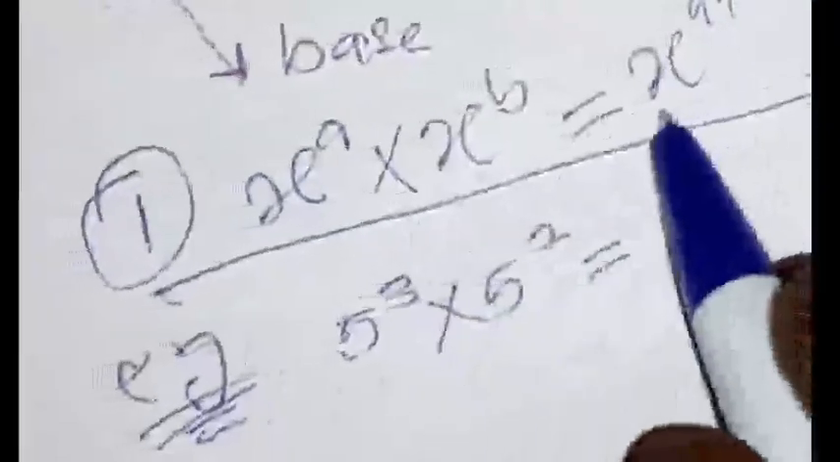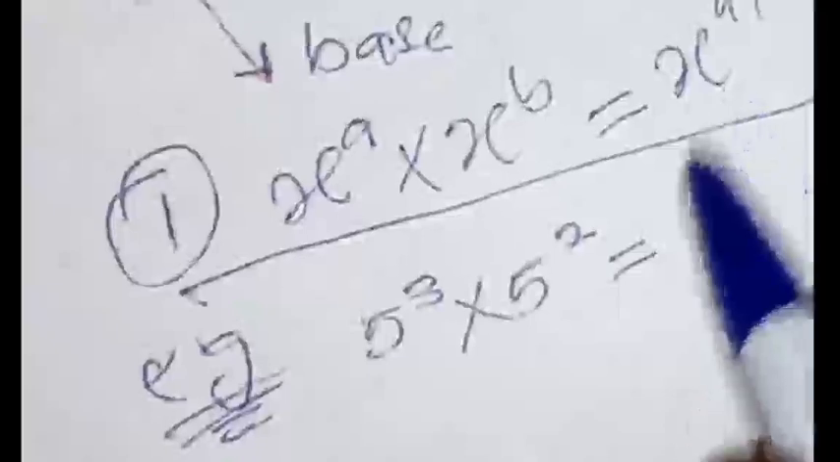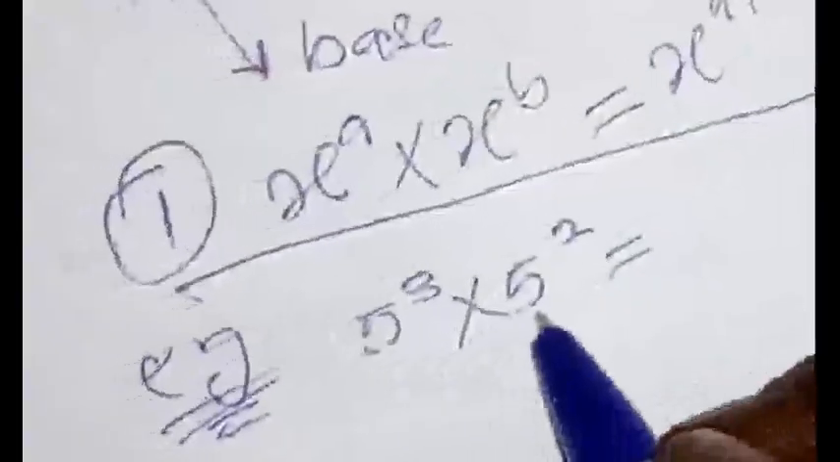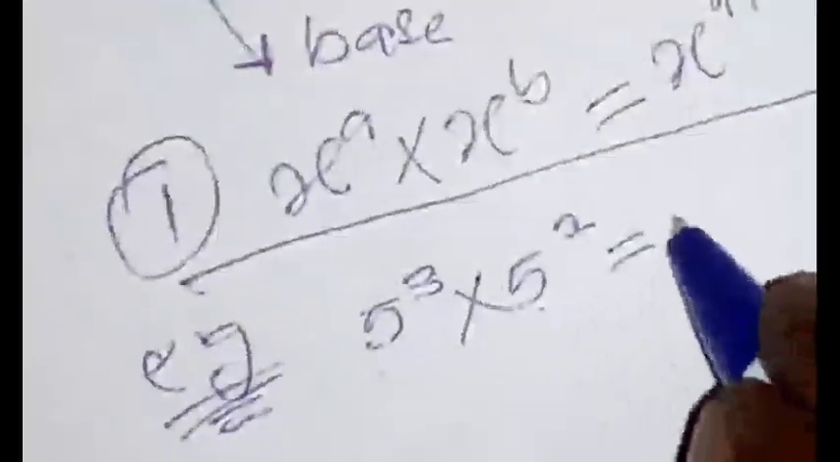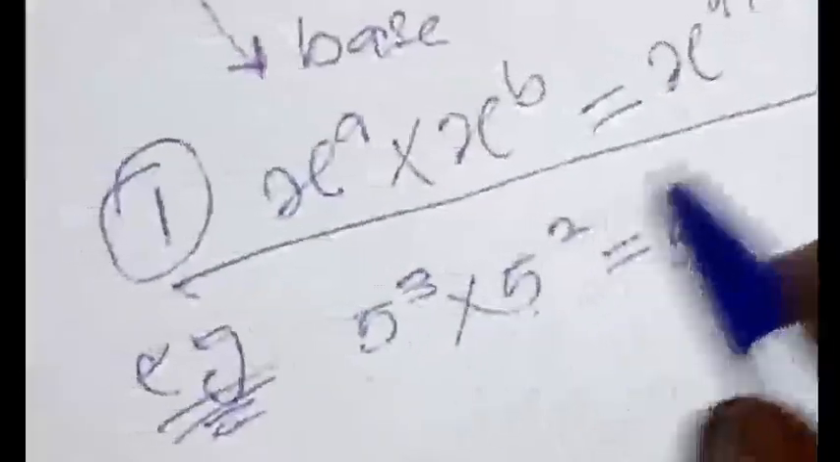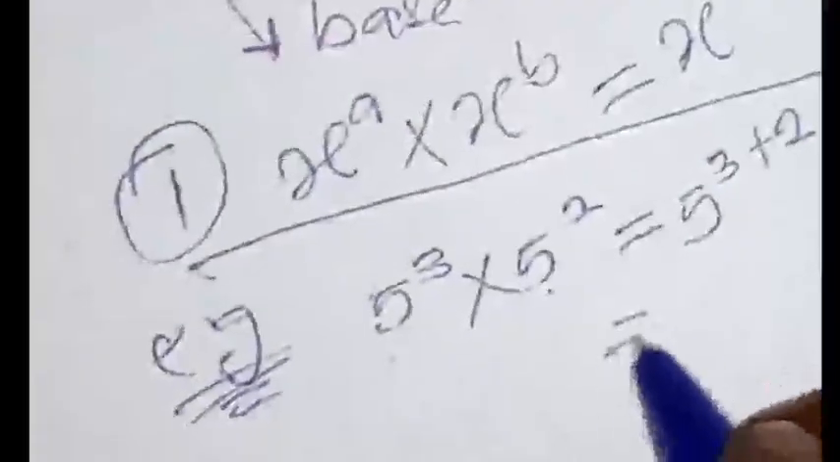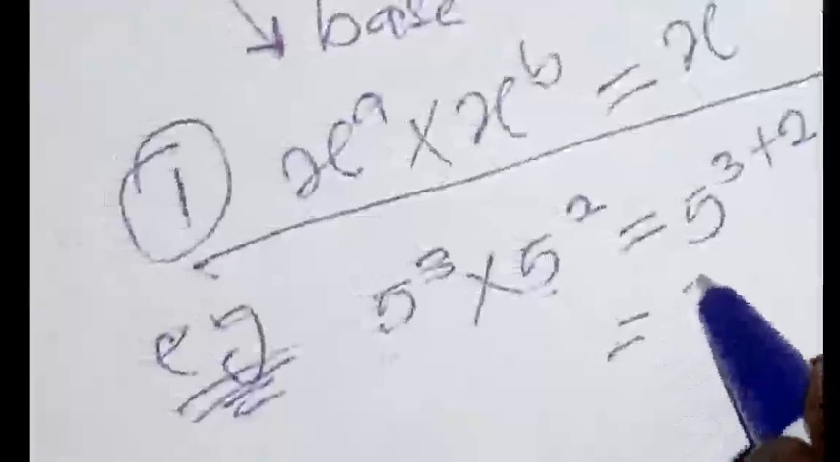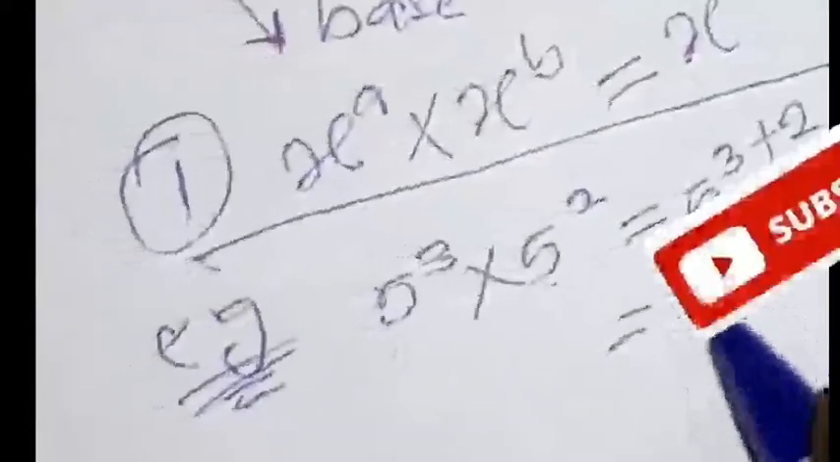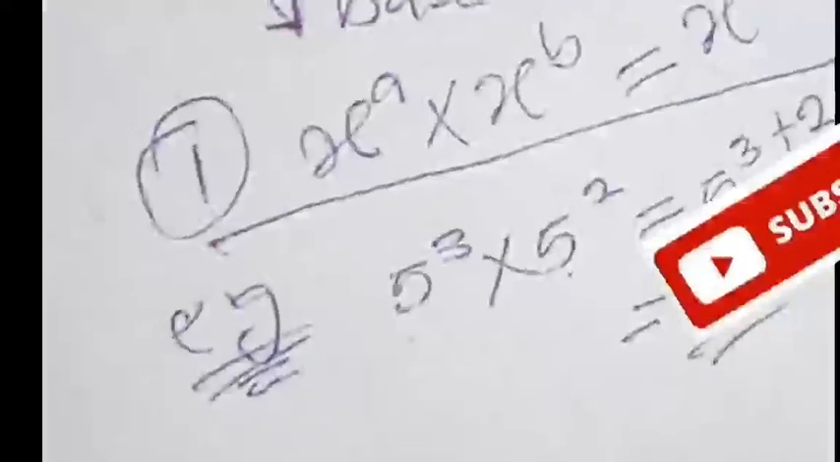Now we can see here we have 5 power of 3 times 5 power of 2. According to this rule, since this and this are equal, we take 1 here. Also, this one and this one are equal, we take 1, 5. But what happened to the power 3 and 2? We add them. We say 3 plus 2. This will give us 5 power of 5. That's the simple addition formula of indices.